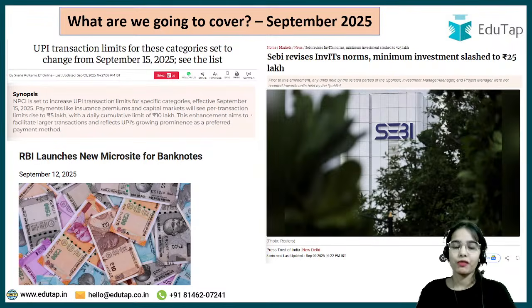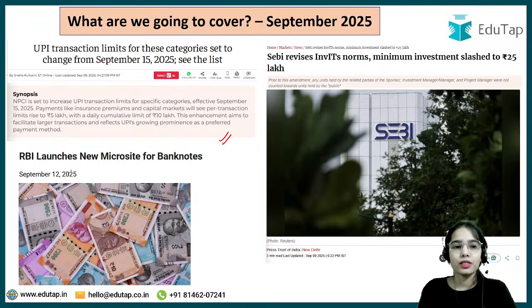So in today's session, we are going to discuss the enhanced transaction limits for the UPI. This is a very big announcement that has been made, and we have to discuss the limits that have been enhanced in today's session. So let's start with the discussion about the UPI transaction limits that have been enhanced for various categories. We will discuss what these categories are for which the transaction limits have been enhanced.